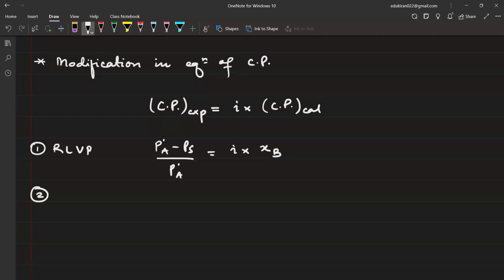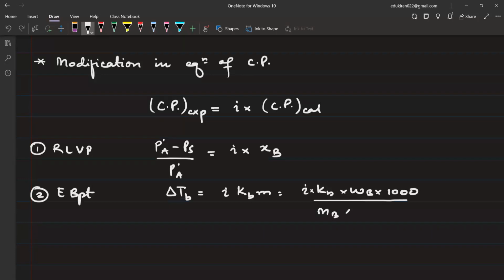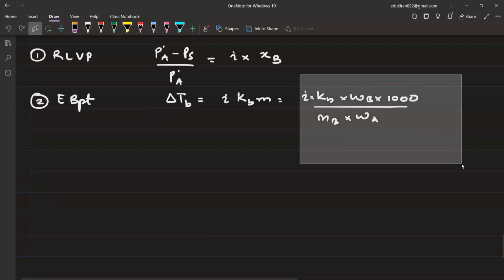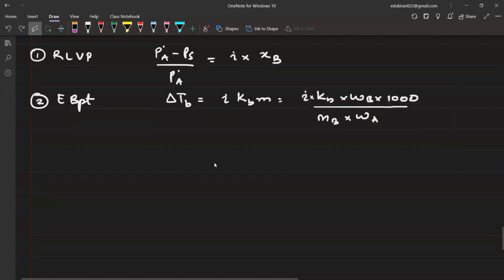Secondly, elevation in boiling point, which is delta TB. So delta TB will be equal to i into KB into m, which you can also write as i into KB into WB into 1000 divided by MB into WA. This part is experimentally determined, and you don't have to do calculation. They can ask you to plug in these values and determine delta TB, but generally speaking, temperature is an experimentally determined thing.